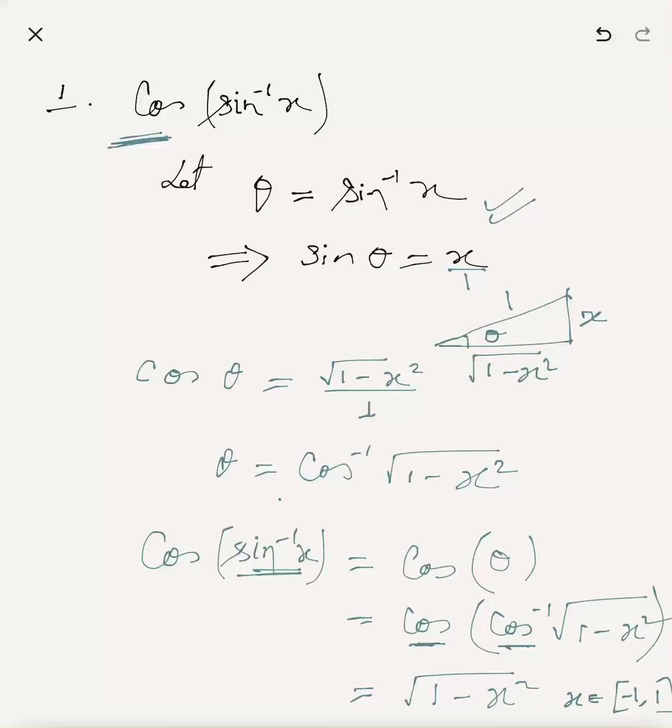So I hope you understood how we are solving this type of question, okay. You have got a trigonometric function outside, and inside you have got an inverse trigonometric function. Both are different, isn't it? So if cos is given outside, we will first try to make cos inside also, okay, in terms of inverse.